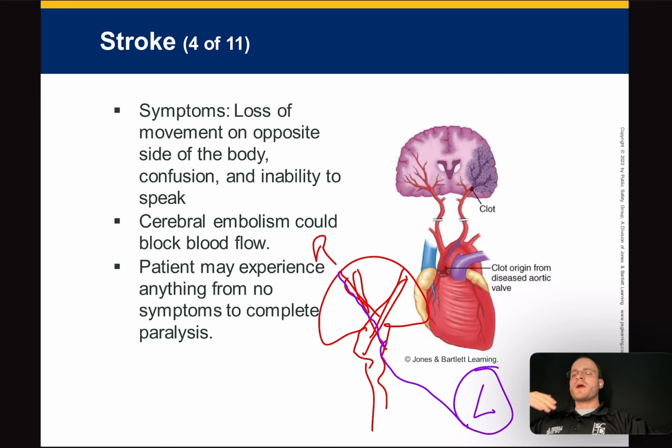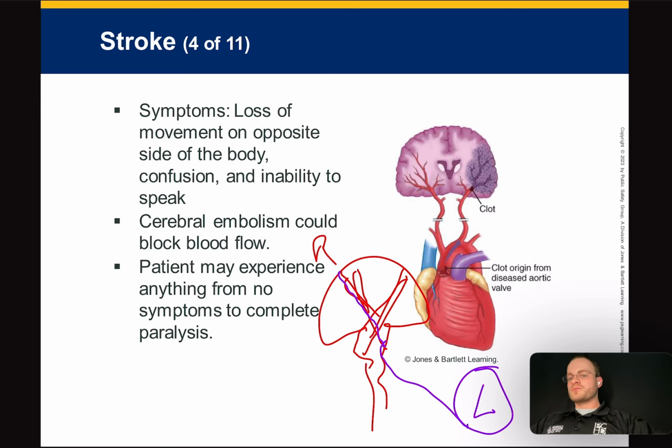So just be aware that stroke will almost always, not always, but almost always present with hemiparalysis, right? So one side of the body will lose muscle function, and it will almost always present with garbled speech or slurred speech and/or confusion, okay?